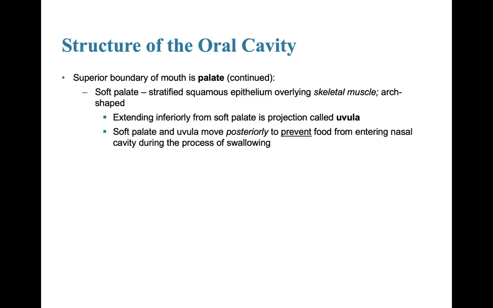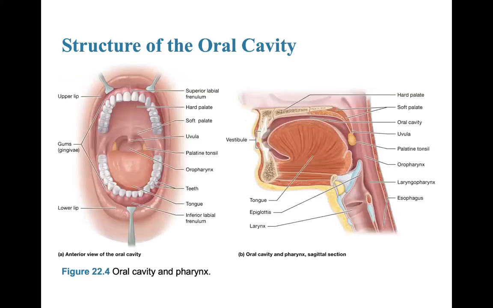Extending inferiorly from the soft palate is a projection called the uvula. The soft palate and uvula will move posteriorly to prevent food from entering into the nasal cavity during the process of swallowing. So this is going to help to prevent any food from going up into your nasal cavity or nose when you swallow, okay? Remember, the epiglottis is blocking the trachea, and essentially you're blocking these two areas, so the only way food can then move is down the esophagus. And here are just the structures of your oral cavity.